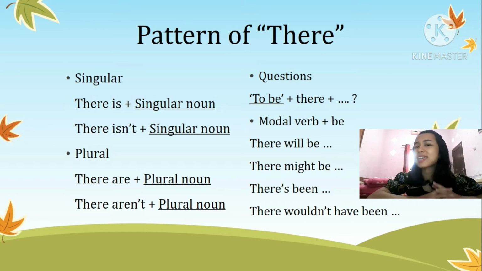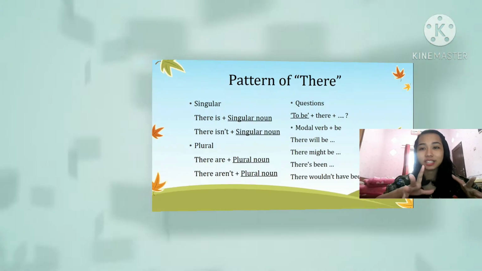For questions, it's really simple. All you have to do is just reverse the to be and there. So put the to be at the beginning of the sentence, then it will be followed by there. Easy, right? The last one is modal verb plus be. There also can be followed by a modal verb plus be, such as there will be, there might be, there's been, there wouldn't have been, and etc.